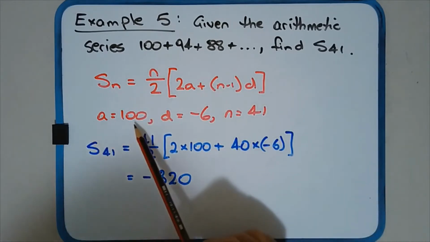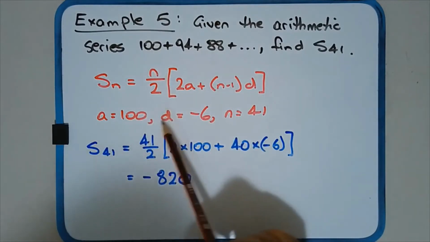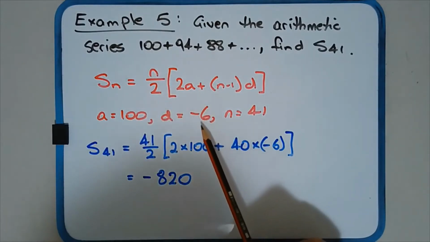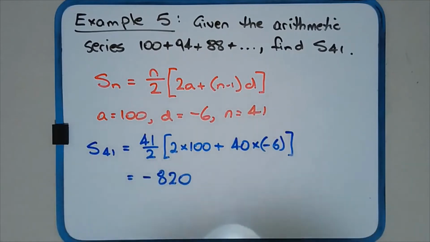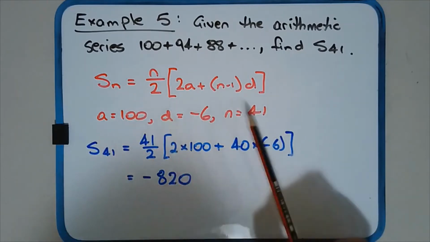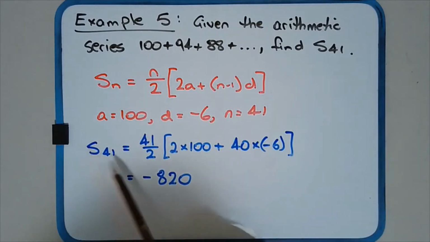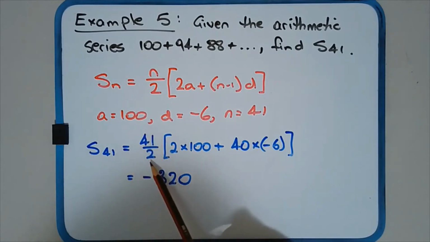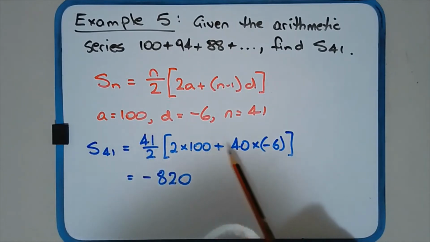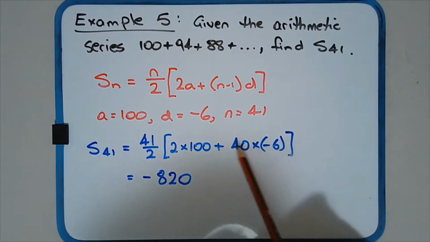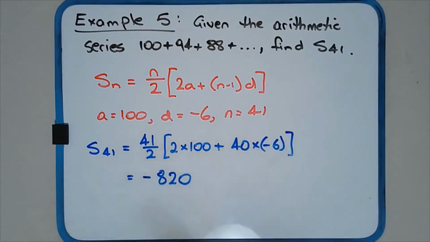Now, a equals 100, we know that. d is equal to -6, that's a common difference, and we're going to sum the first 41 terms. So substituting these three values into the formula, we have S41 is equal to 41 over 2 outside of (2 times 100 plus 40 times -6), that's the n minus 1 there, and that equals -820.